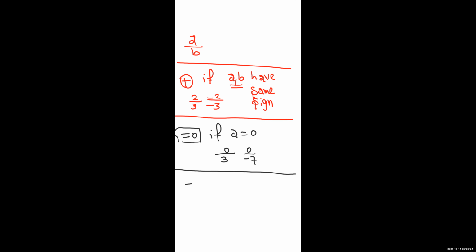The number will be negative if A and B have different signs. Like negative 2 over 7 or 3 over -8. Two different signs, one positive and one negative. In this case, the number will be negative. Okay, guys, are we clear about this?